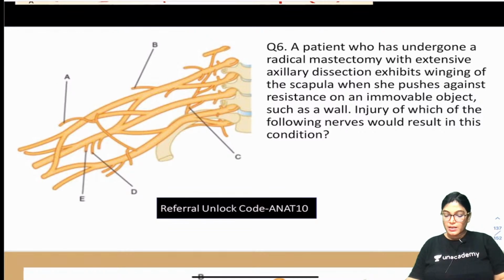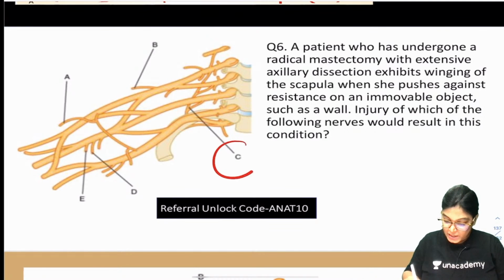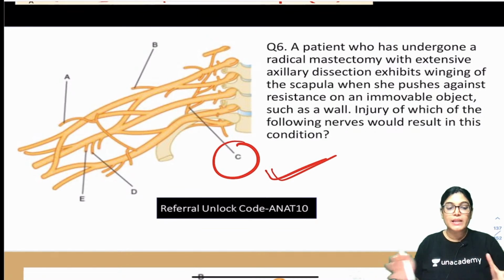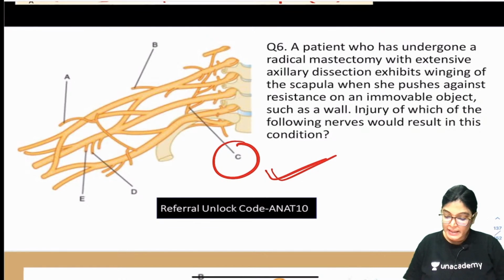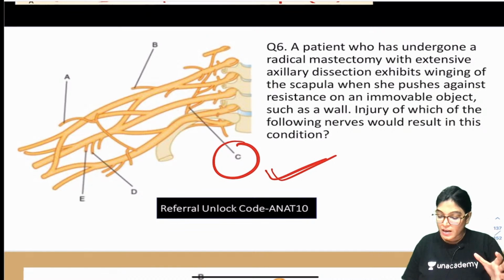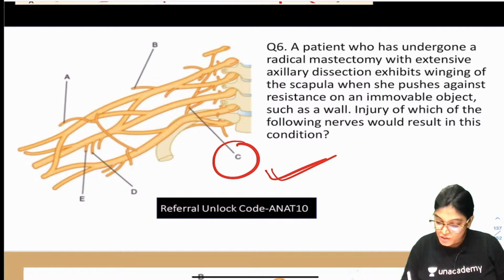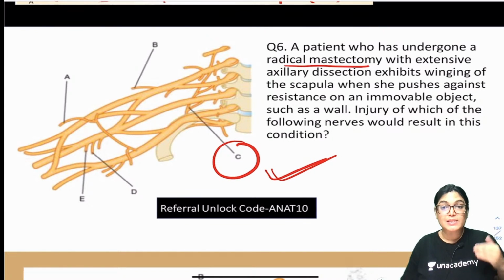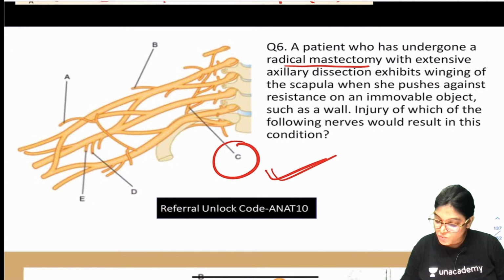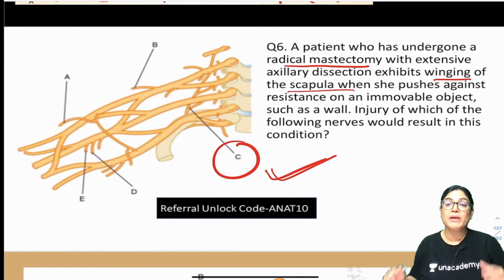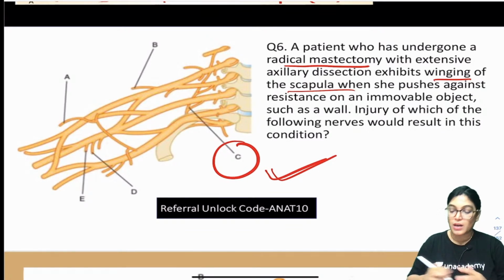So, I think the correct answer is also C, absolutely right. So, all these clinical MCQs are targeting this. Yes, Chattopadhyay is also right. C, Sabyasachi. Okay. So, the key point mentioned is that radical mastectomy is done for the patient so that axillary dissection can be done, and in this process what happens? Winging of scapula. What does that mean? Winging of scapula means injury to which nerve?